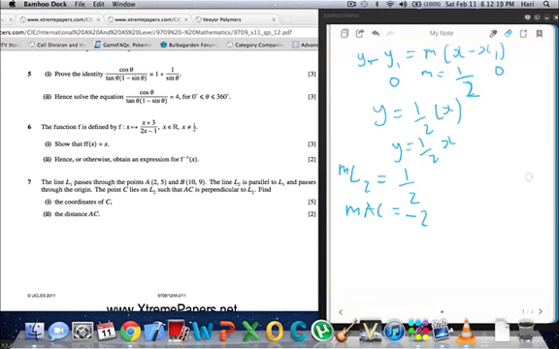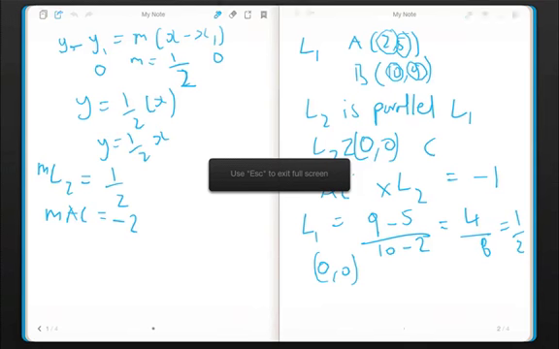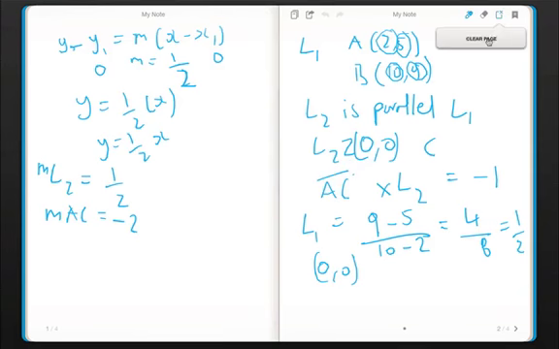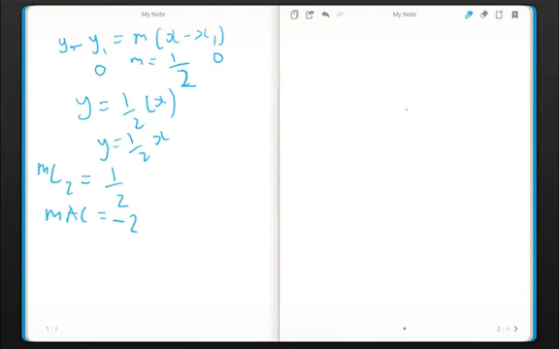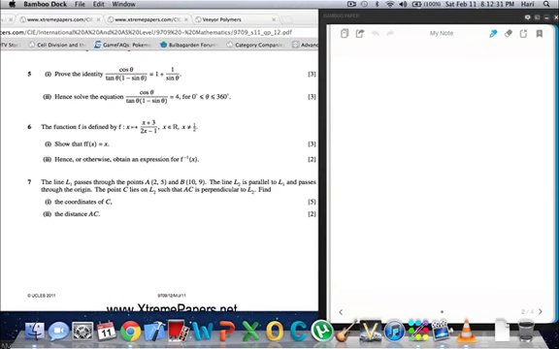I'll clear this part if you don't mind. Make sure you've taken it down. Now we know coordinates A are 2, 5, and we know that the slope of AC is -2.